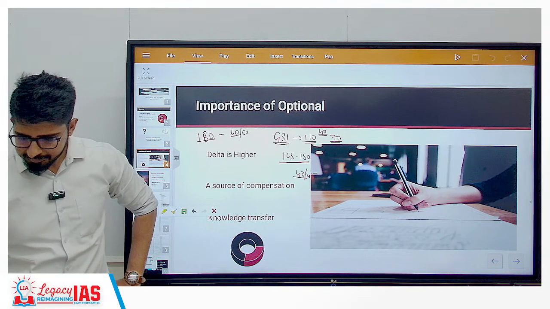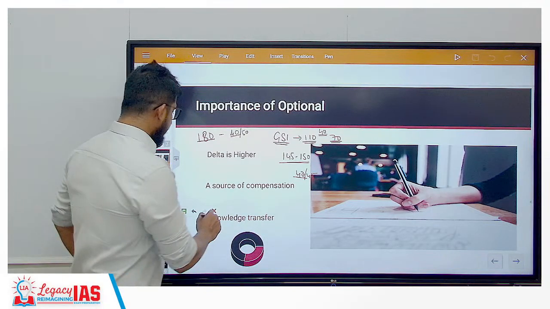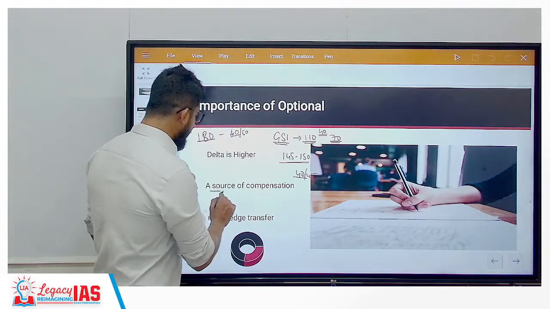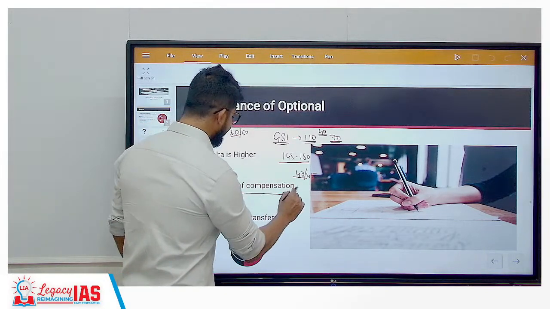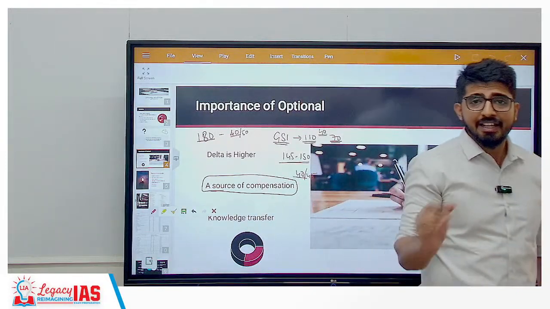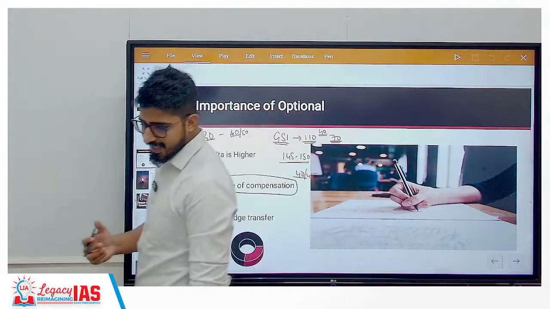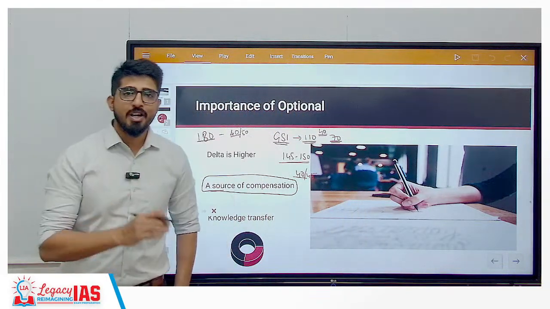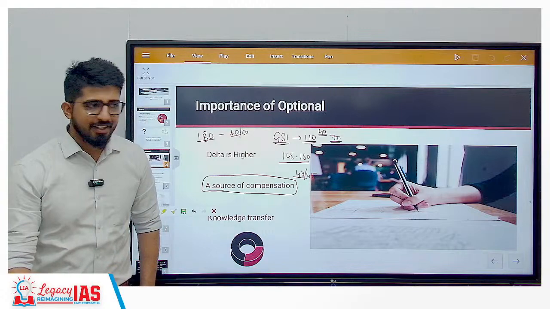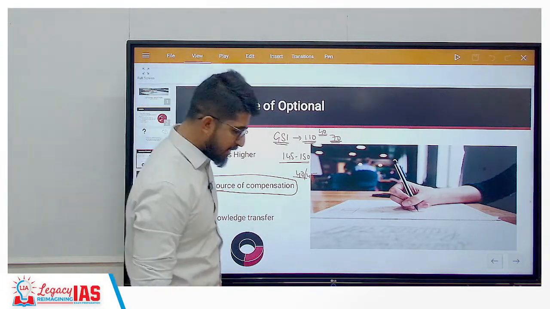Okay. Now the second thing related to the importance of the optional: it's a source of compensation. What is the source of compensation? For all the sins you commit in other subjects, that is your GS1, GS2, GS3, whatever sins you are committing in these subjects, those sins can be compensated for in your optional.